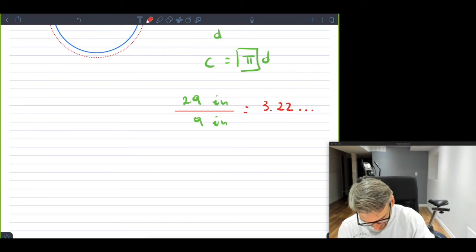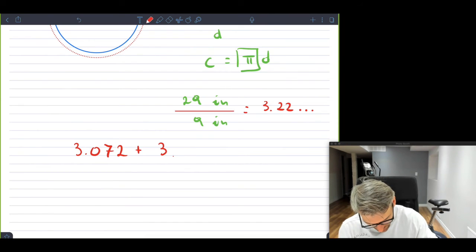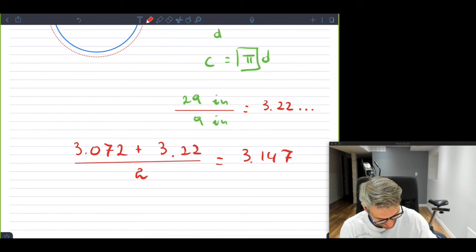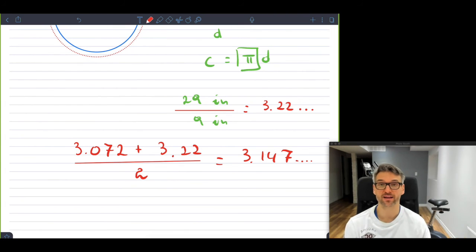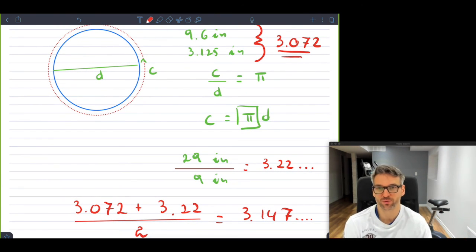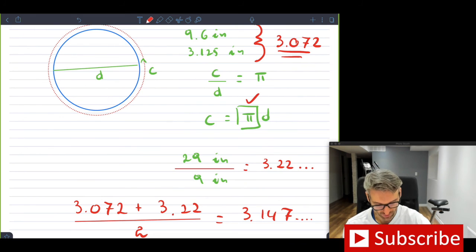And what I did, I said, well, let's take the average between the two, so 3.072 plus 3.22 divided by 2. This is just a simple average between the two, and we actually came relatively close to pi there. But that's where pi comes from, and I think it's useful for students to know that it's not just some magic, it's just a proportionality constant between the perimeter of the circle, your circumference, and your diameter, all the way across.